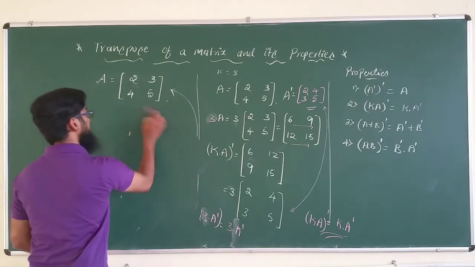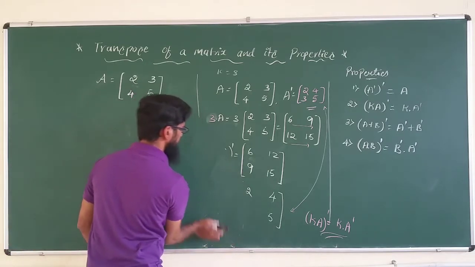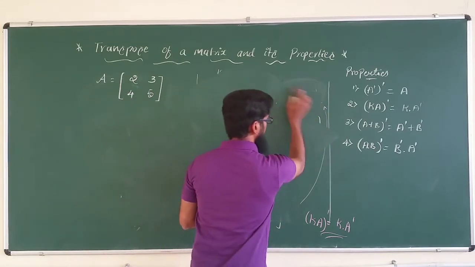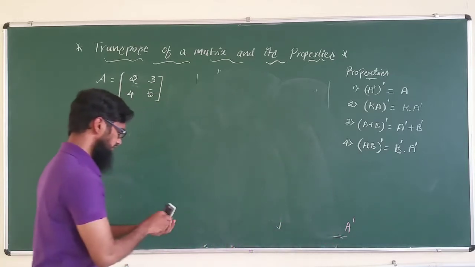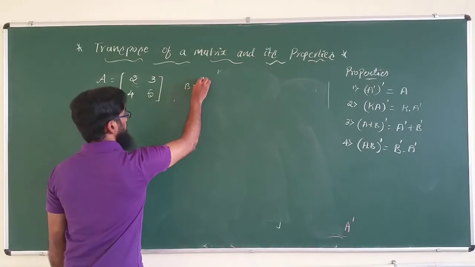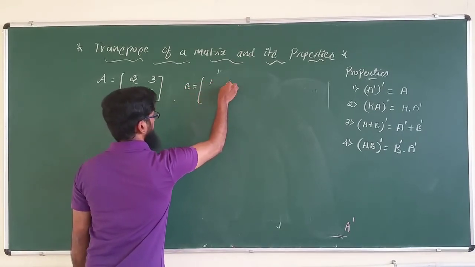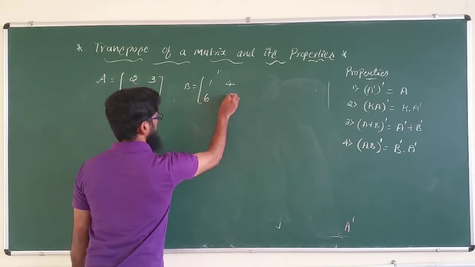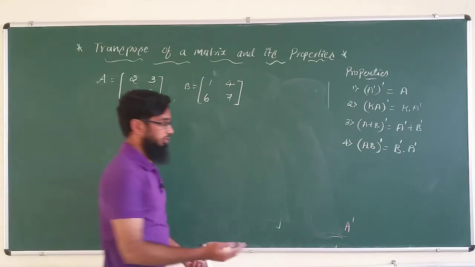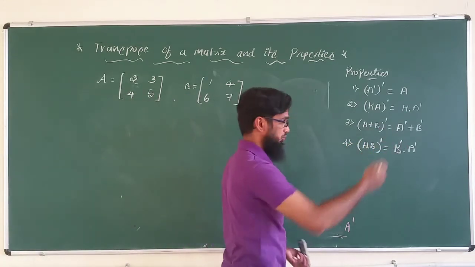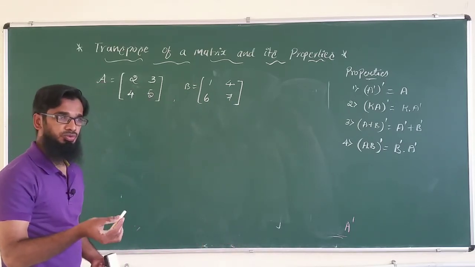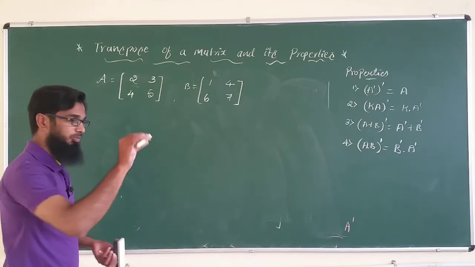Now we will go for the third property. For A plus B, I need to consider any two matrices. I will take the matrix A, the same as before. For B, I will take one more matrix: B is equal to 1 4 6 7. So this is matrix B. I need to find A plus B and then its whole transpose. For this I will find A transpose, B transpose, A plus B, and A plus B whole transpose.